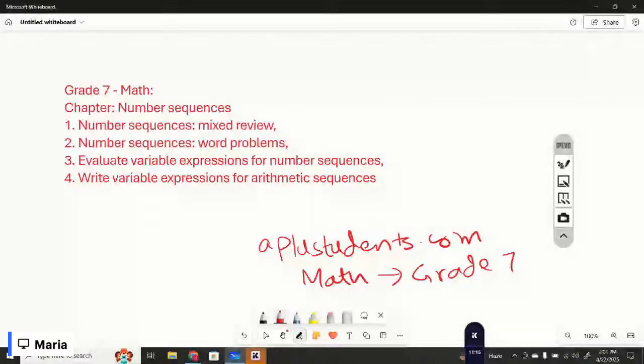The lessons we're going to cover today are number sequences mixed review, number sequences word problems, evaluate variable expressions for number sequences, and write variable expressions for arithmetic sequences.